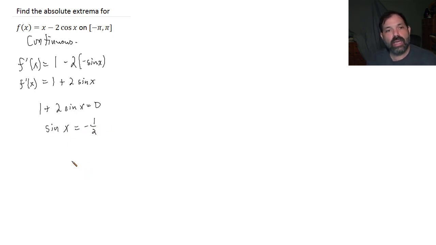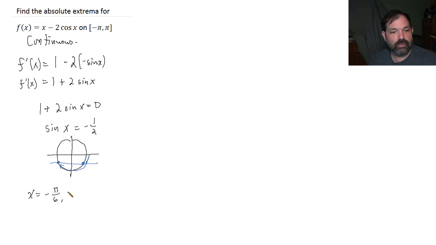All right, now on negative pi to pi, where is the sine negative 1/2? Let's think of our unit circle, and we want the y coordinate to be negative 1/2. All right, so where is the y coordinate negative 1/2? Those are the points on the unit circle, but we need to think from negative pi to pi, so we have to use some negative rotations. So this would be negative pi over 6 and negative 5 pi over 6. So our critical numbers on the interval negative pi to pi would be negative pi over 6 and negative 5 pi over 6.